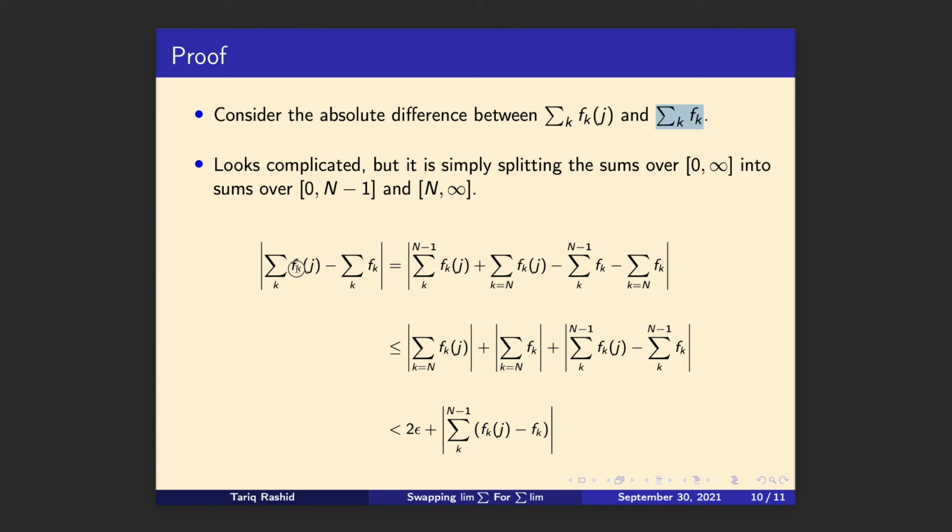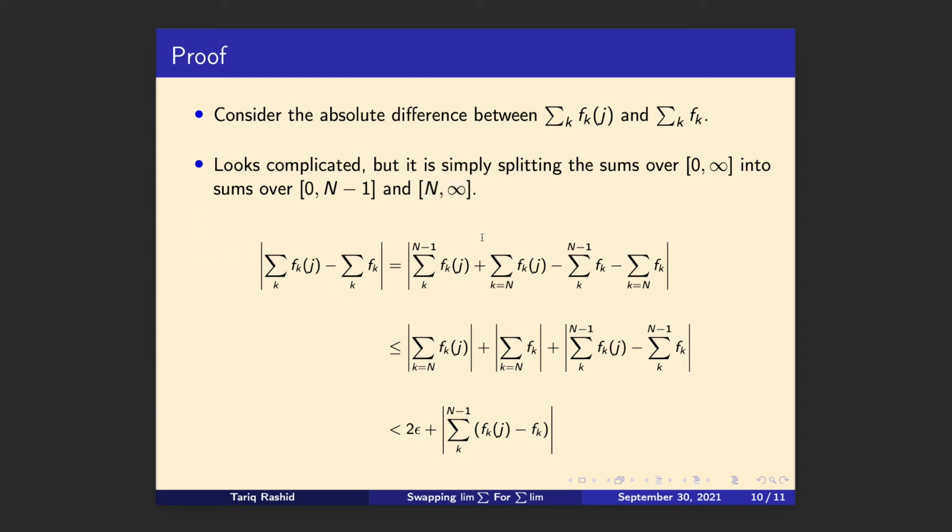Although the rest of this page looks complicated, what we're really doing is simply splitting this sum from k of 1 or 0 to infinity into two. So it's going to go from 0 to n minus 1 and from n to infinity. The reason for doing that is because, remember, we said the sums from n to infinity can be less than epsilon, as small as we require. That's why we're splitting it into two.